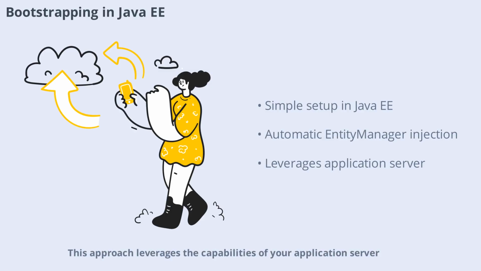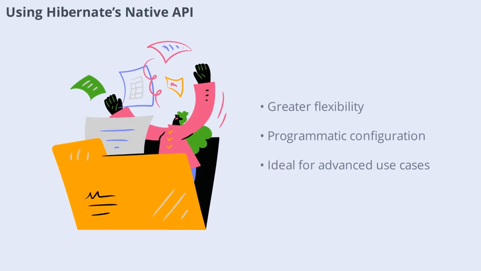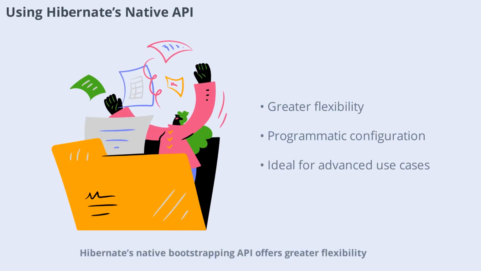This approach leverages the capabilities of your application server, streamlining the setup process and integrating seamlessly with enterprise Java applications. For developers who need more control, Hibernate's native bootstrapping API offers greater flexibility. You'll start by adding the necessary dependencies, then configure a Hibernate CFG XML file with your database settings. Next, create a standard service registry and build a metadata object, which you use to instantiate a session factory.